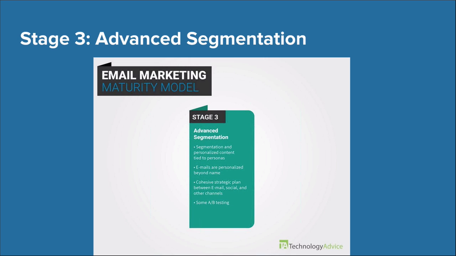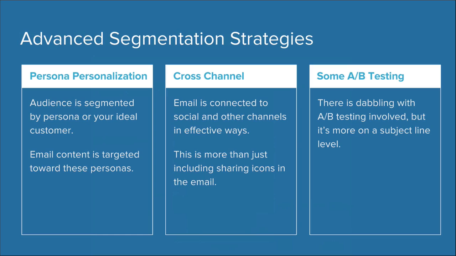Yeah, great example, Chris. It's a nice looking email. So stage three, we have advanced segmentation, which is just what it sounds like. We've moved beyond basic segmentation. In a primitive way, we were dividing up our audience, and now we're dividing it by personas. So your audience is segmented by personas or your ideal customer, and then that email is targeted toward these personas. The different campaigns you're doing take into account the needs of prospective customer segments, and then they play out the needs and the pain points of those customer segments.